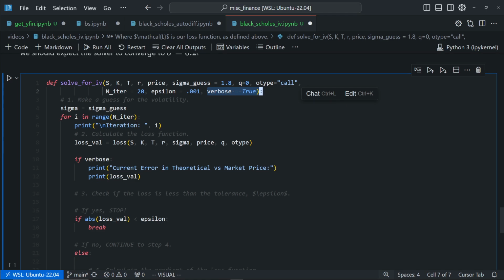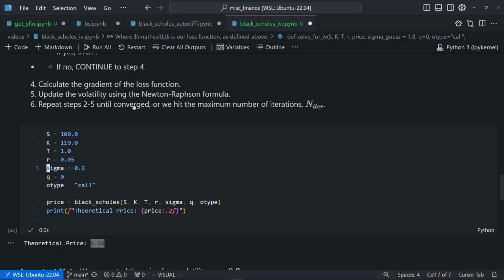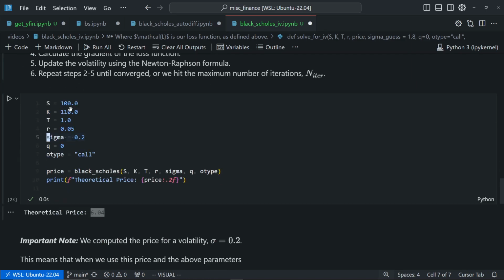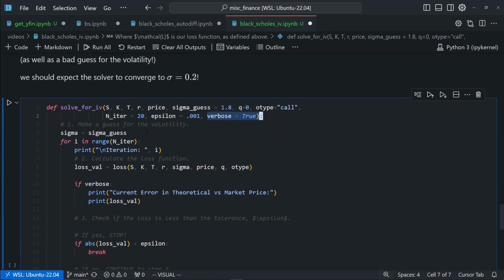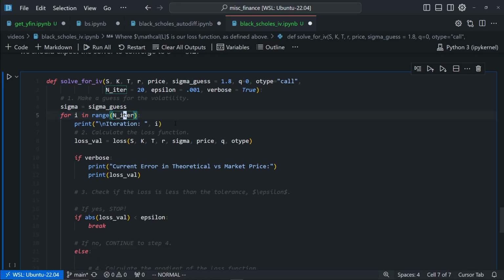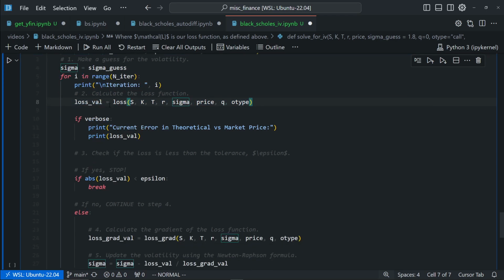Okay, so what do we do? Step one, feel free to keep referring back to the algorithm here, but all we need to do, step one, make a guess for the volatility. We've provided that to the function, so that's our first guess. Now we enter this loop, and we're willing to do n_iter iterations, 20 of them. So we print out what iteration we're on. We compute the loss function, which again is just the difference between the theoretical price and the actual price, using our guess for sigma. And then we print out what the current loss is.